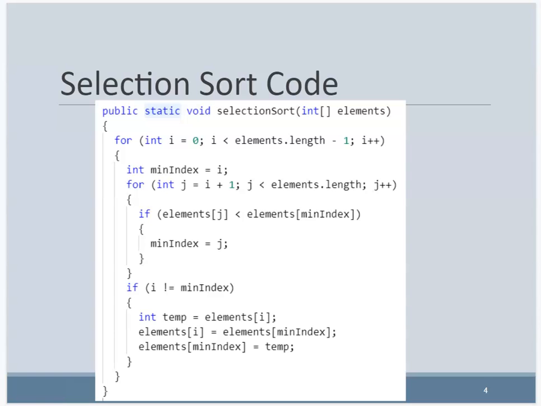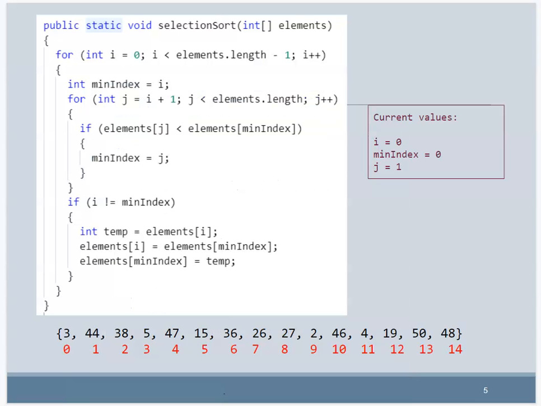So let's look at this in practice. Say we have an array and it has all these values, and here are the index values below it. And so what's happening first is that we dive into this first loop. We start at i equal to 0. Then we set our minimum index to 0. And now we know that j is going to be equal to i + 1, so j starts at 1. Now we're going to check.